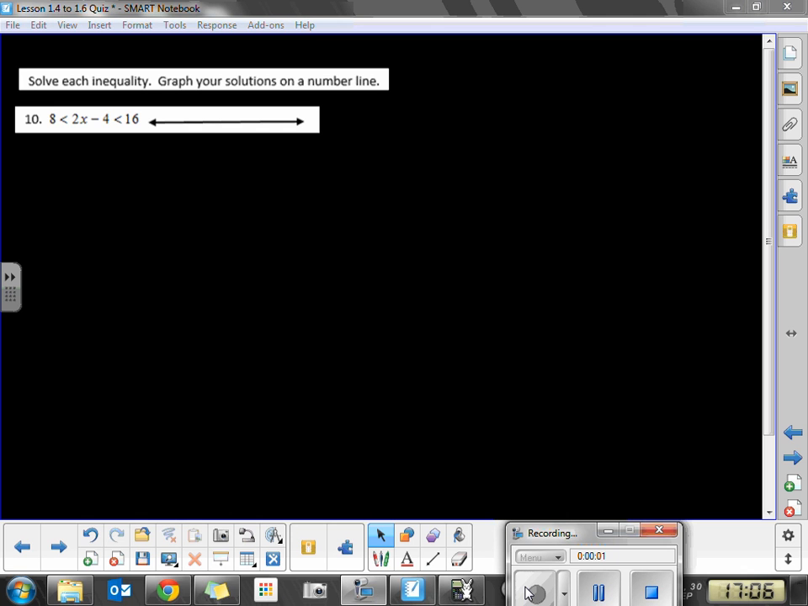Number 10 is an example of solving a compound inequality. There are two types of compound inequalities. There are those that use the word "and," and the other ones that use the word "or." The "and"s are the ones that are a little bit more overt. You can't see them, but we want numbers that are both. They have to be both.